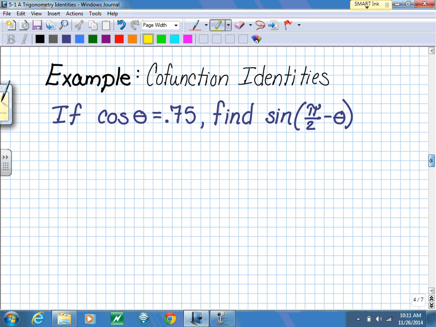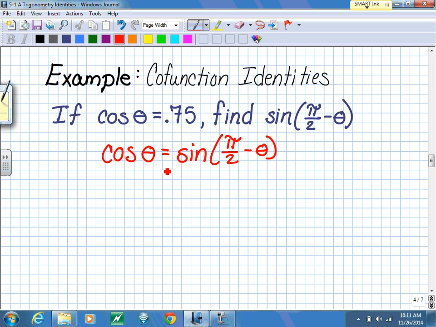Here's an example of how we can use this information. If I am given that the cosine of theta equals 0.75 and I want to find the sine of pi over 2 minus theta, we know that the cosine of theta equals the sine of pi over 2 minus theta. So if cosine of theta equals 0.75, we really do not have to do much work, and we can say that the sine of pi over 2 minus theta equals 0.75 as well.